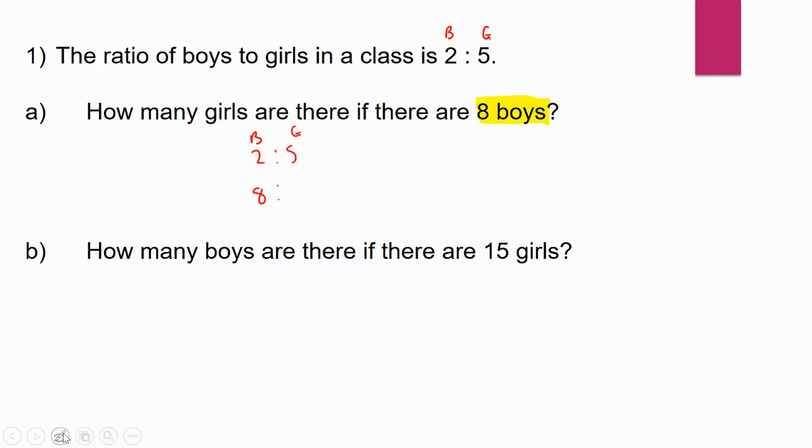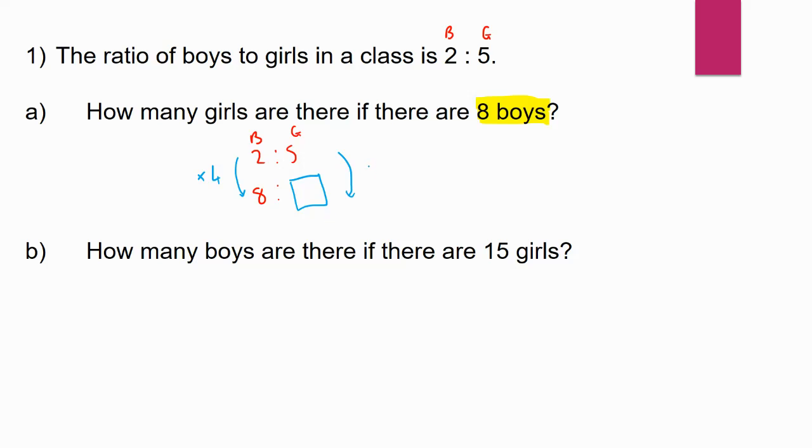Now, there's only one bit of information that's missing here, and that is how many girls there are in this class. To help us find that, we can use the fact that the boys, for their 2 parts of the ratio, has gone up to 8. So if we can find a multiplier that takes us from 2 to 8, then we can use that multiplier to find how many girls there are. So we need to know how many times 2 is multiplied by to get to 8. So 2, 4, 6, 8, that's 4. So we're going to multiply those ratios by 4.